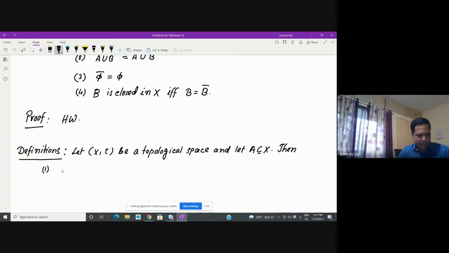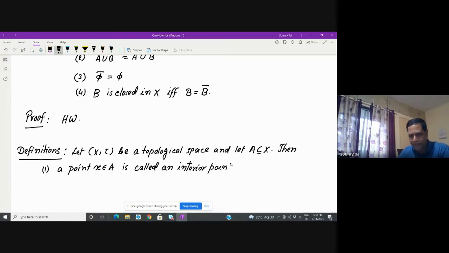Number one, a point X from A, you just make a note of this, this point belongs to A, is called an interior point of A if there exists an open set U such that you have this.